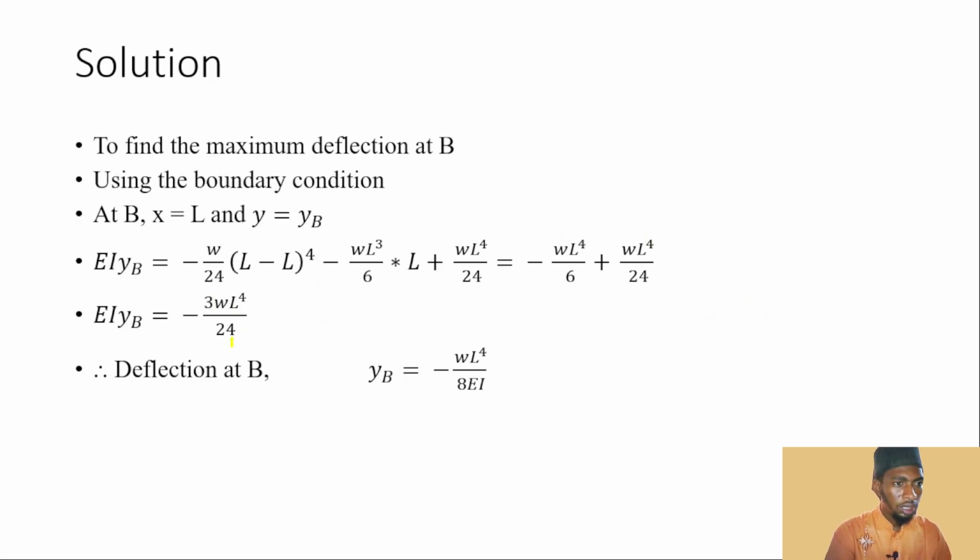over 24. So to determine our yB, we just make it the subject of the formula by dividing by its coefficient. The coefficient is EI. So 3 can go into 24 8 times. We simplify this, and we have yB equal to minus wL⁴ all over 8EI, and this is the deflection at point B. So with this, you are done with this question.